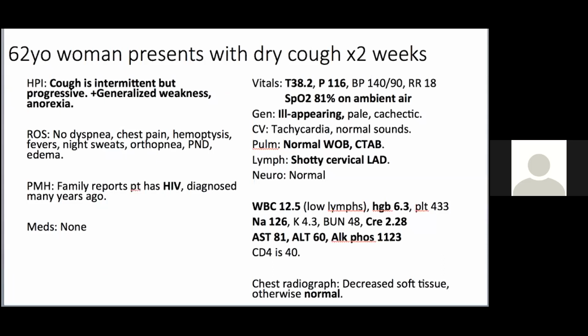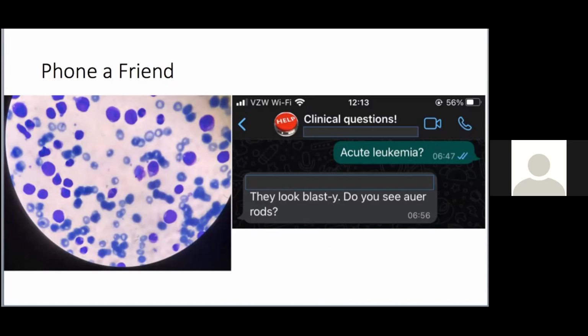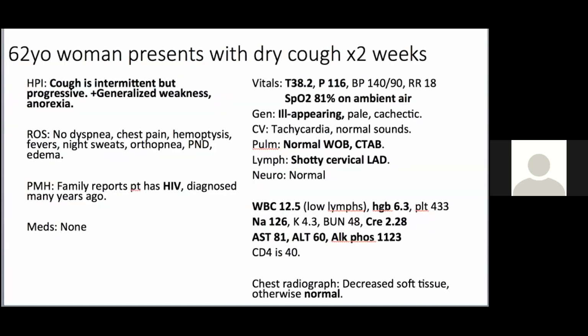So next case, or any other questions or clarifications on this case? Okay, so our next patient is a 62-year-old woman coming in with dry cough for 2 weeks. Cough is intermittent, but has been progressive over time. She also complains of generalized weakness and decreased appetite. Her family did report that she was HIV positive, diagnosed many years ago, but was not on medication.